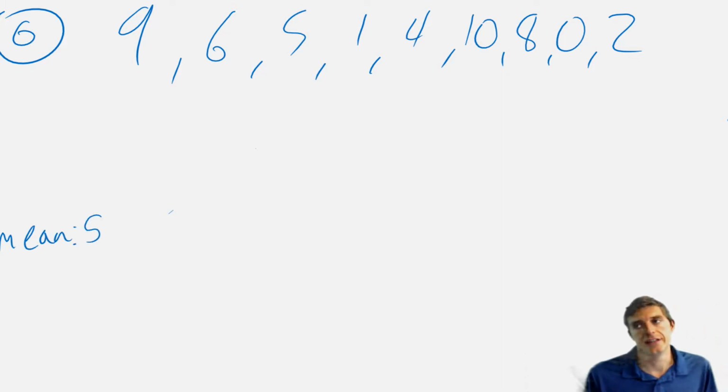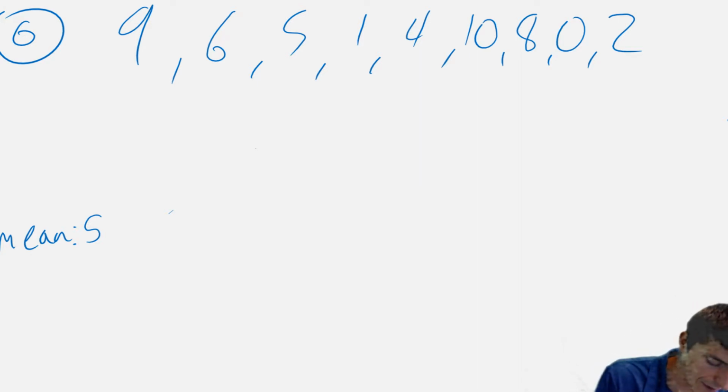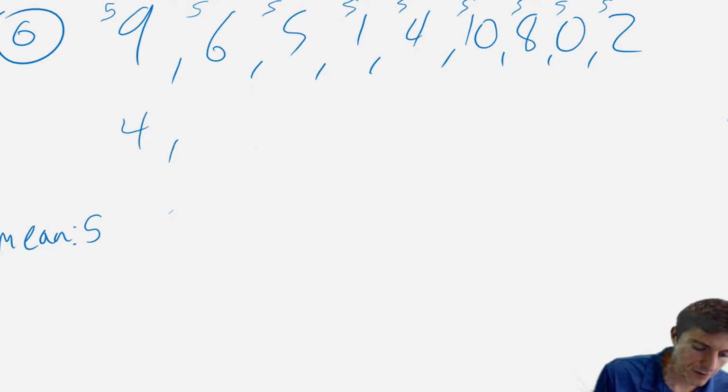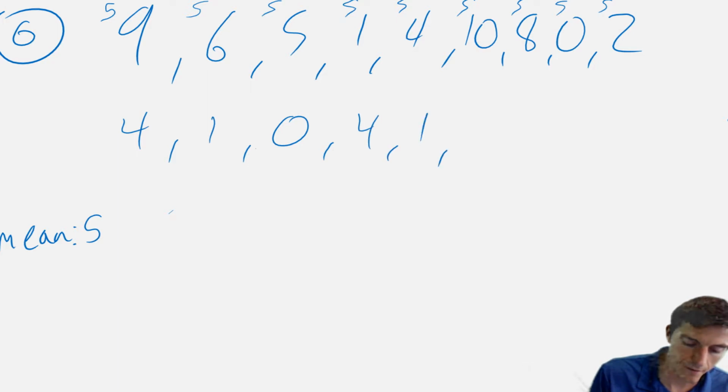So mean deviation is, I'm trying to figure out how far all of these are off the mean. So basically what I do is say, like, how far off of 5 is each one of these. So I'm just going to write a 5 above every single one of them. 5 minus 4, that's 1 off the mean. That's 1 off the mean. That's 0 off the mean. That's 4, 1, 5, 3, 5, 3.